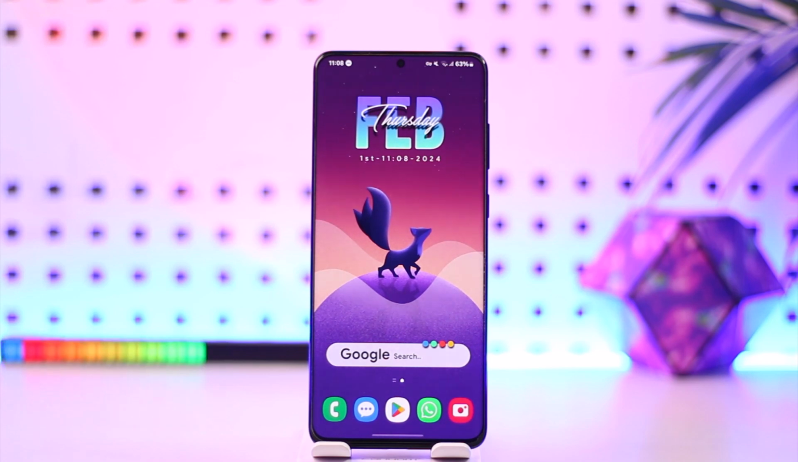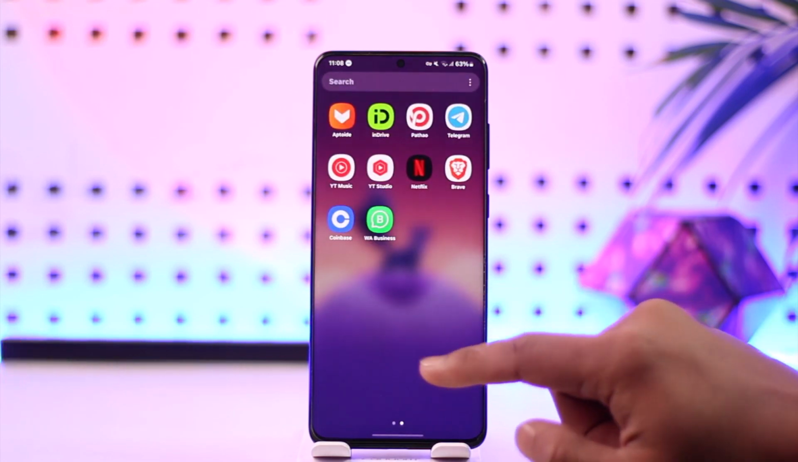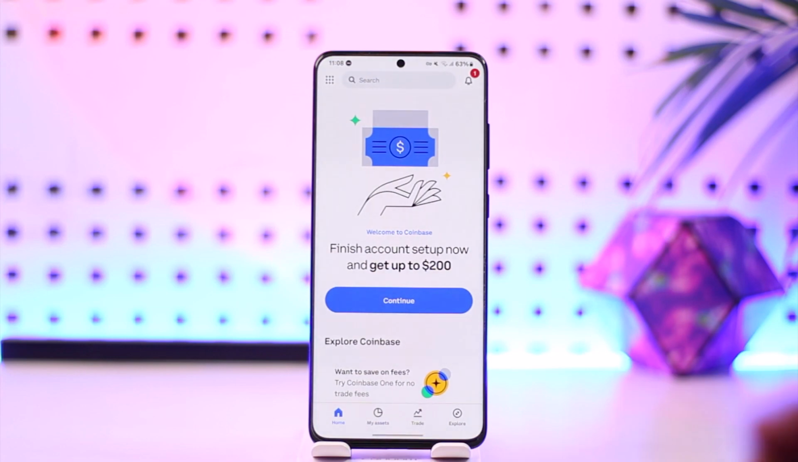So what you can do is to basically start Bitcoin. I'm using Coinbase just for the sake of this video. It doesn't mean you have to use this one. There are many other options out there, so depending on which one you want, that is totally up to you.